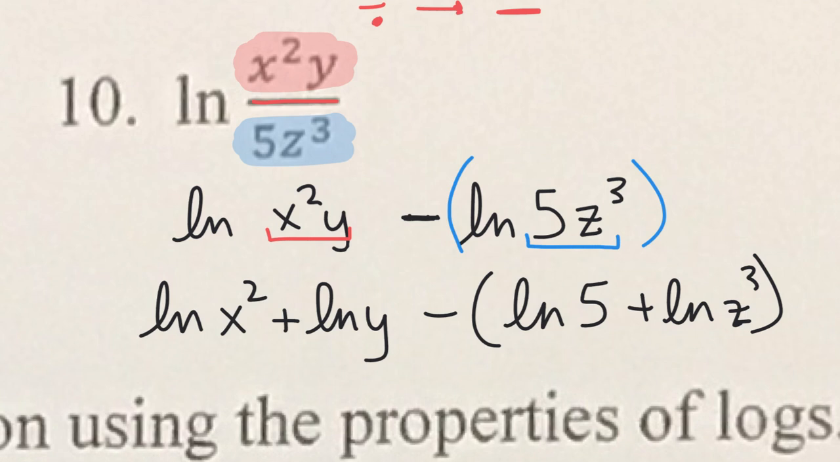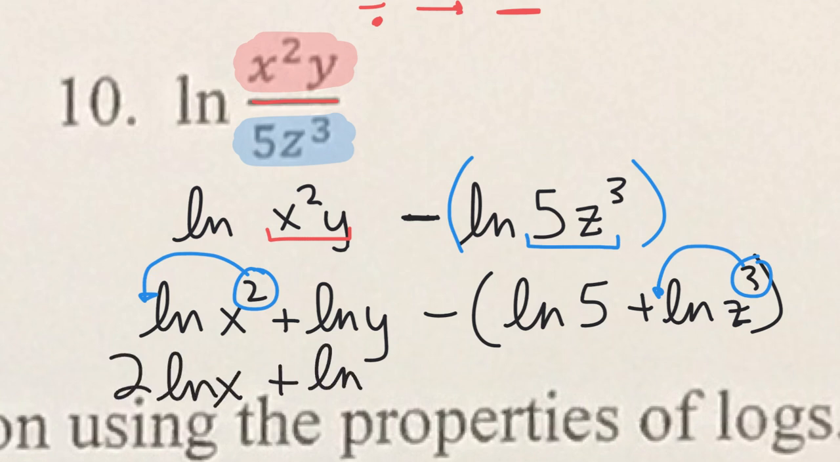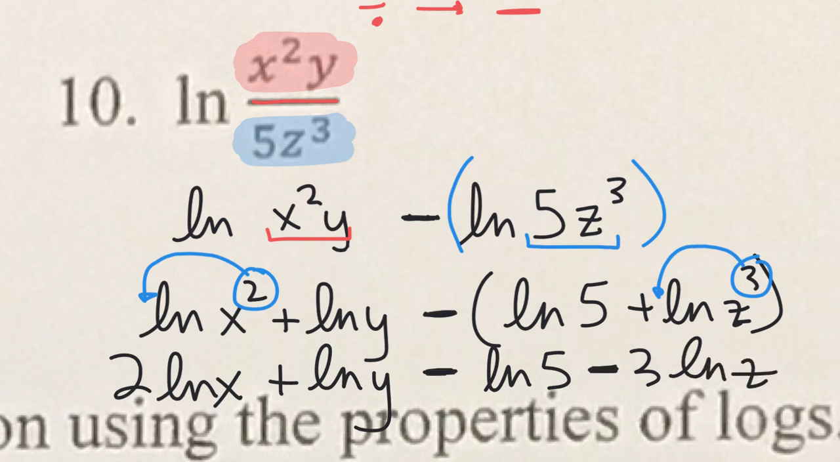And then the last thing we are going to do is take your powers and move them to the front of just the thing that they belong to. So 2 natural log x plus natural log y. And then minus, I'm going to take the parentheses away, so distribute the minus: ln 5 minus 3 ln z.